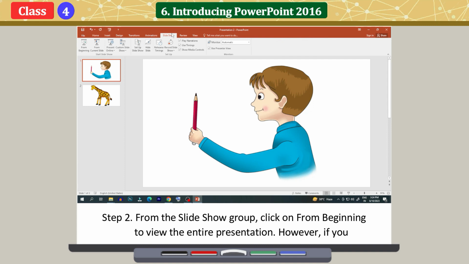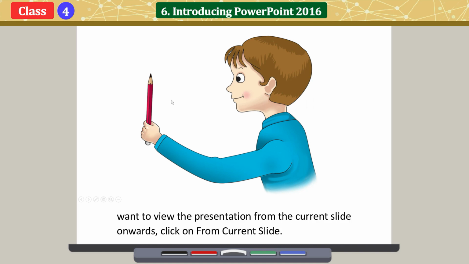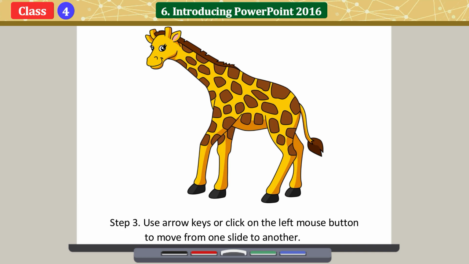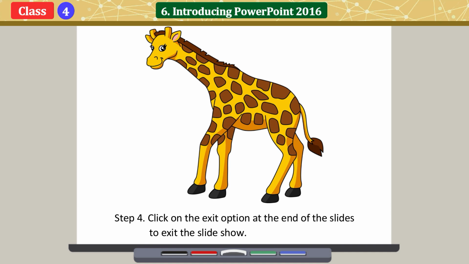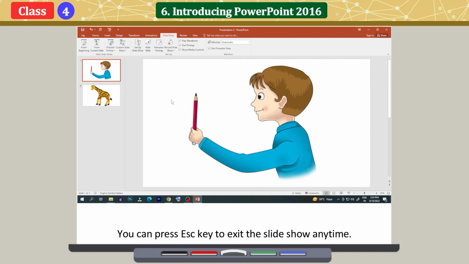Slideshow. Click on the Slide Show tab. From the Start Slide Show group, click on From Beginning to view the entire presentation. However, if you want to view the presentation from the current slide onwards, click on From Current Slide. Use arrow keys or click the left mouse button to move from one slide to another. Click on the exit option at the end of the slides to exit the slideshow. You can press the Escape key to exit the slideshow anytime.